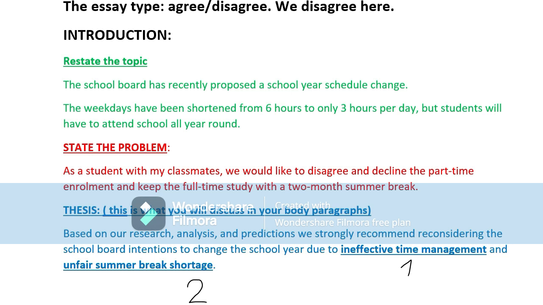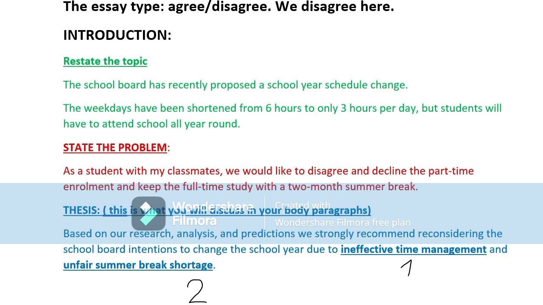As a student with my classmates here, I'm reading: we would like to disagree and decline the part-time enrollment and keep the full-time study with a 2-month summer break. So basically here we are expressing our opinion and we are paraphrasing. So here we strongly disagree, and we're super clear about that. We use 2 verbs to disagree. So we say disagree itself, and we also use the word decline.